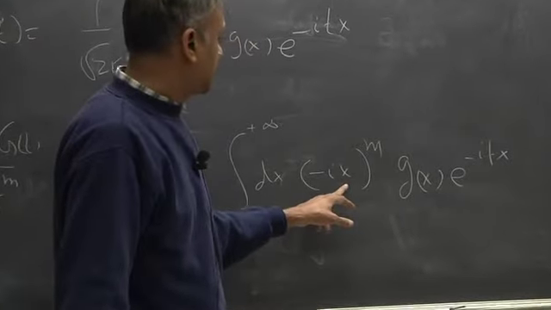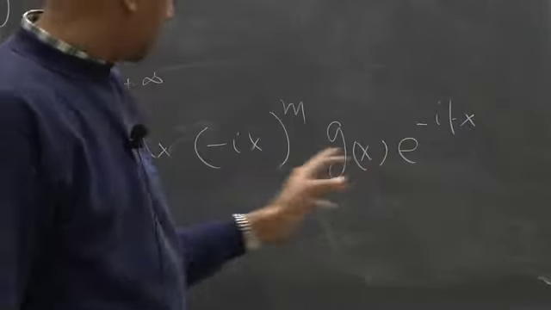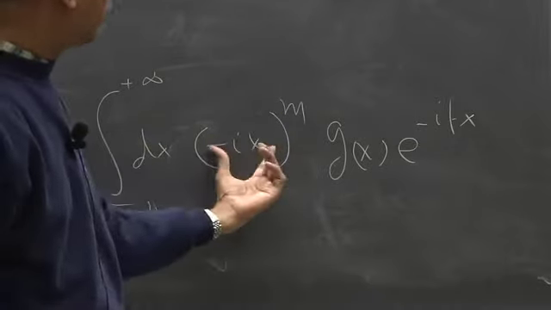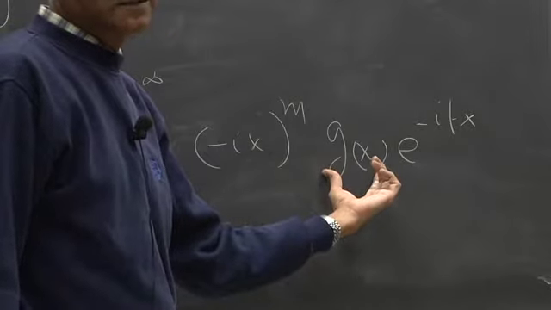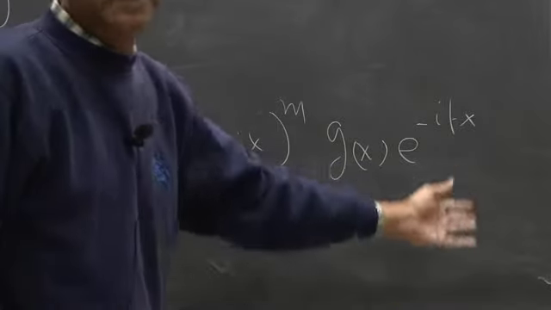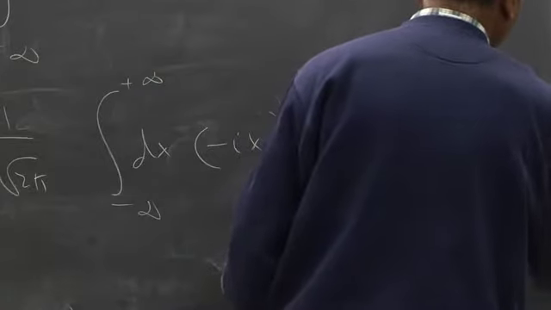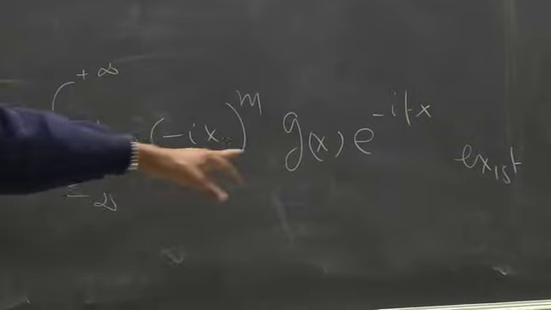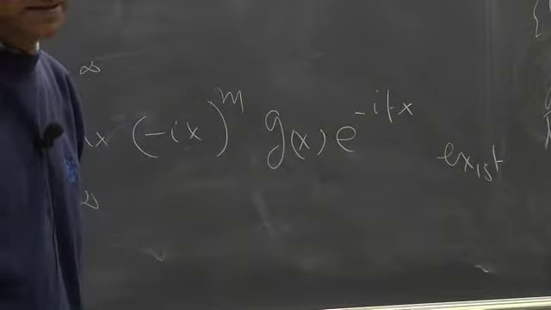Why? Because the only possible problem could happen as x goes to infinity. Now that you are increasing the powers of x, this will blow up as x goes to infinity, right? However, this is a good function. The good function is suppressed faster than any power. So this integral always exists. This is where we are really using the fact that g of x goes to 0 faster than any power of 1 over x.